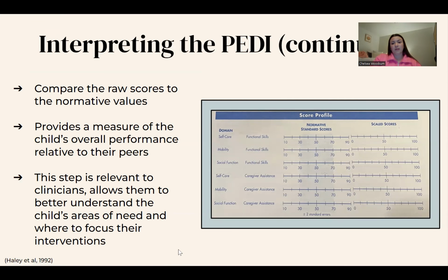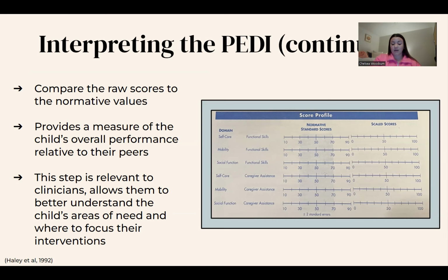And so here's interpreting the PD continued. Once the raw scores are tallied up, you're going to compare to normative values. There's only norm standard scores for parts 1 and 2, which is the functional skills and the caregiver assistance, and there's no norms for the modifications. So the raw scores can be converted into a normative standard score and a scaled score.